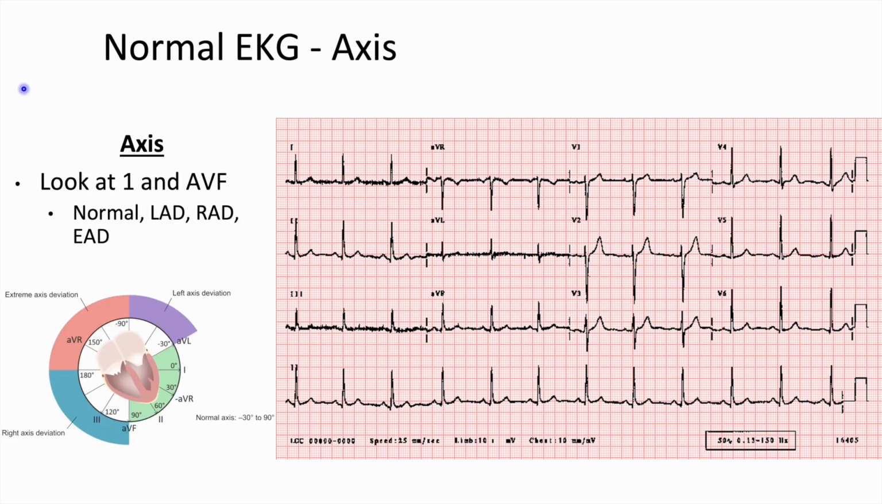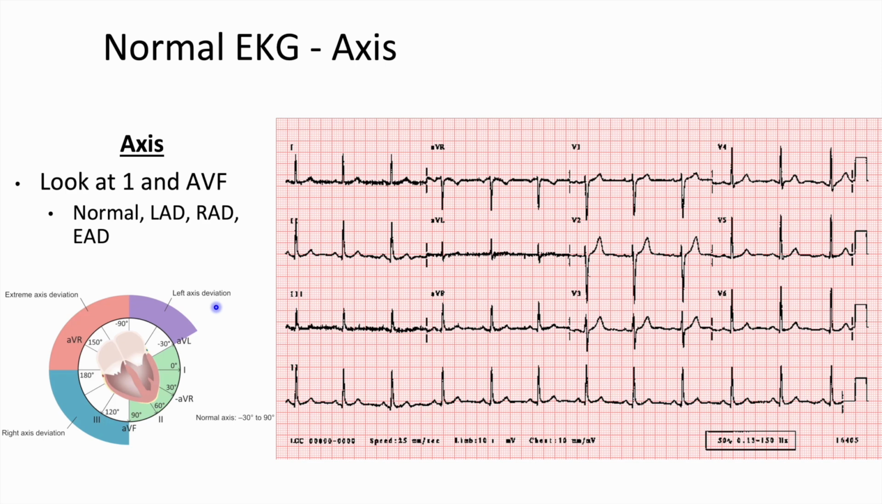The next thing that you want to look at is the axis. What the axis is telling you is the direction of the electrical signal. Is it moving from the SA node in the right atrium towards the tip of the ventricles? And so normally it's going to be in this region. The direction of the signal should go about from here to here, and it can vary a little bit. You can have axis deviation where the overall signal is going to be going more here towards the right or up here towards the left. Or in some cases, it can be going more towards this direction, which would be extreme axis deviation.